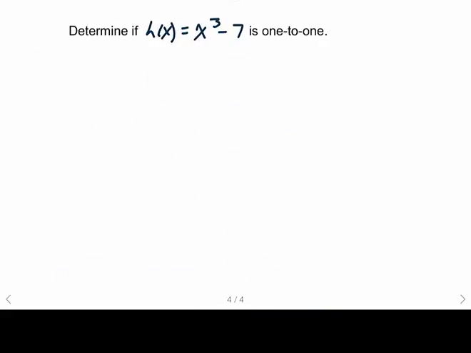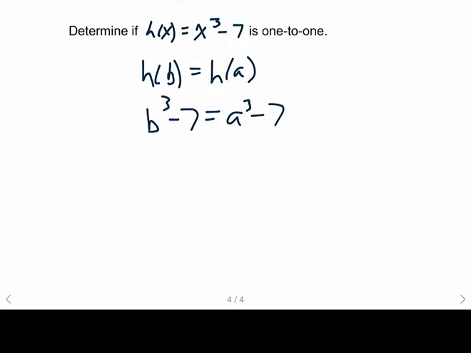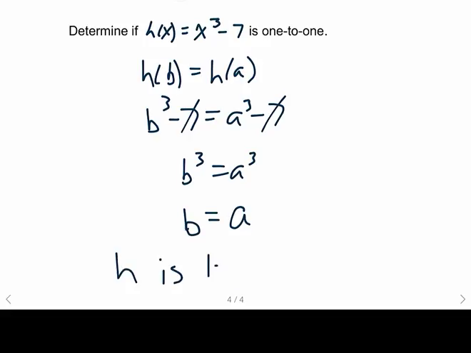For our last example, we're given a function h of x is equal to x cubed minus 7, and we're asked to determine if it's one-to-one. So we start with assuming that h of b is equal to h of a. If that's the case, then b cubed minus 7 would equal a cubed minus 7. Solving for b again, we're going to add 7 to both sides. We have b cubed is equal to a cubed. When I cube root both sides of an equation, I don't have the plus or minus. And so here I'm forced to conclude that b is equal to a, meaning that h is one-to-one.